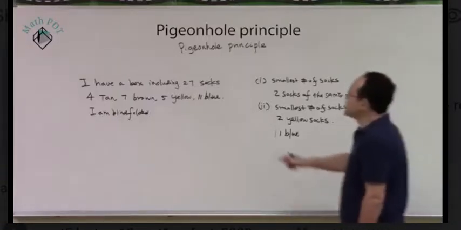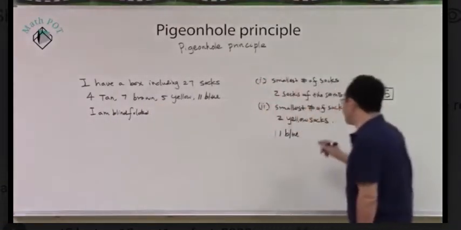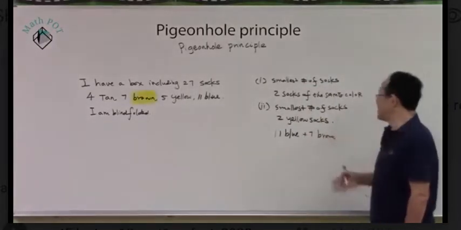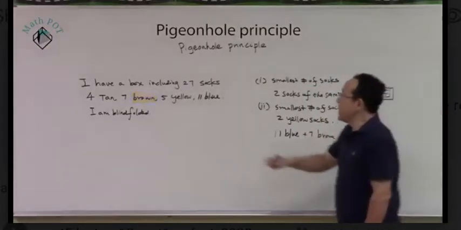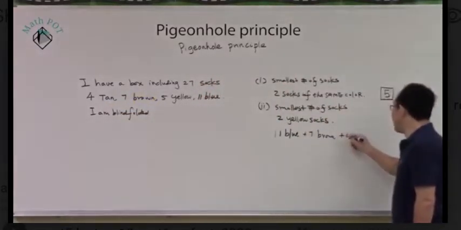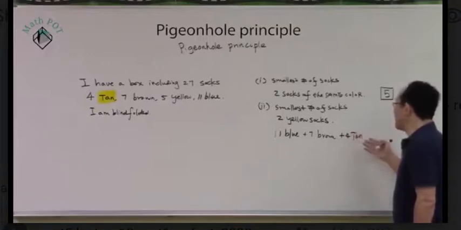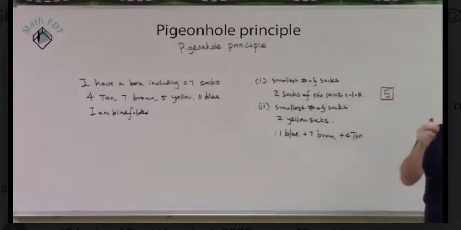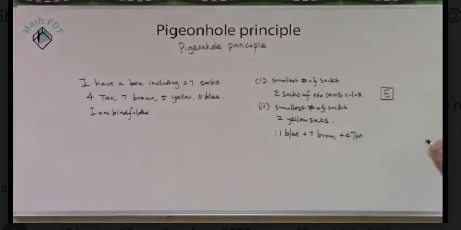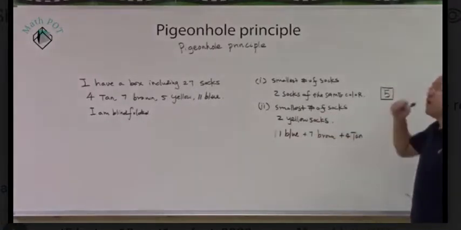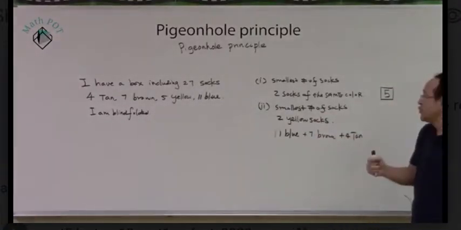So you already get 11, but definitely it has nothing to do with yellow. So next, you choose another 7 socks, but they are brown, so definitely not yellow. Next, of course, you choose another 4, but they are all tan. So imagine you choose 11 plus 7 plus 4, which is 22 socks. Still nothing to do with yellow. But after you choose those 22 socks, now you have no choice. You have to pick a yellow.